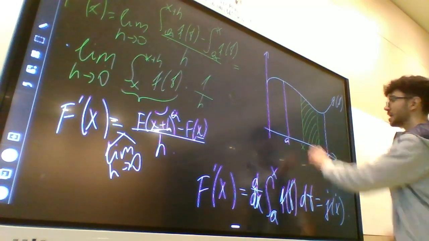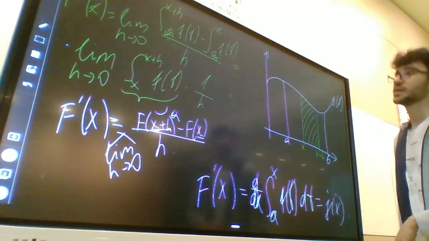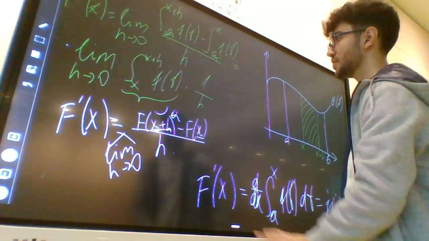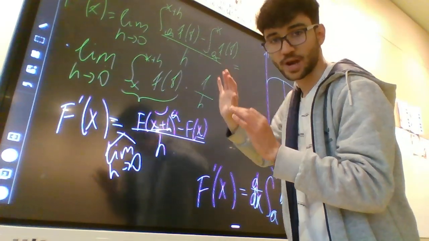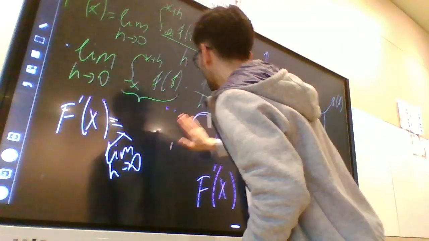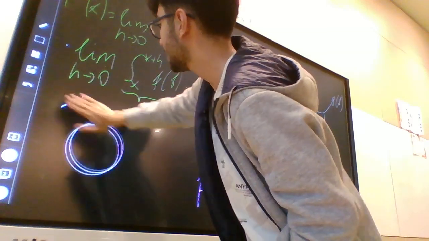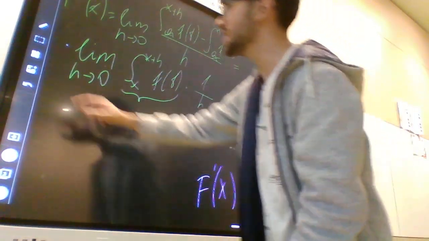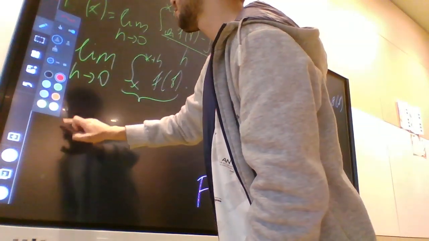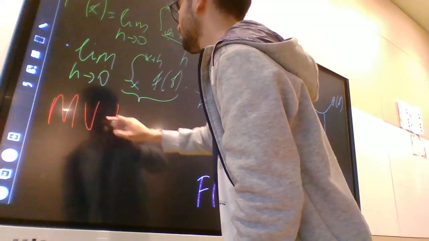Yes, it is the area of this region. You have to know this right now, and keep this formula in your mind. Okay? Now I will write another theorem. Mean value theorem. You know mean value theorem?